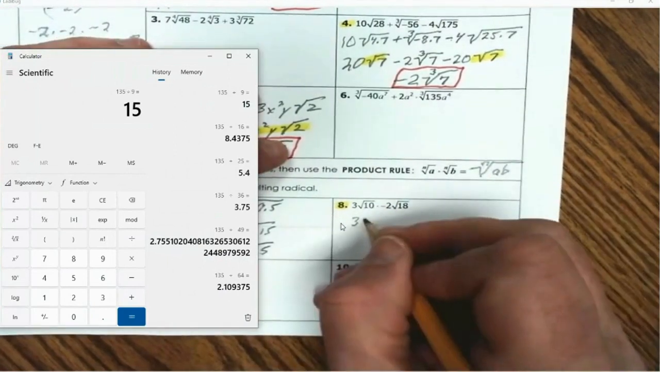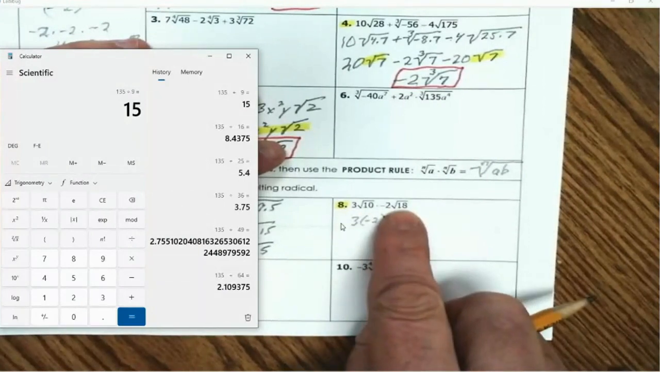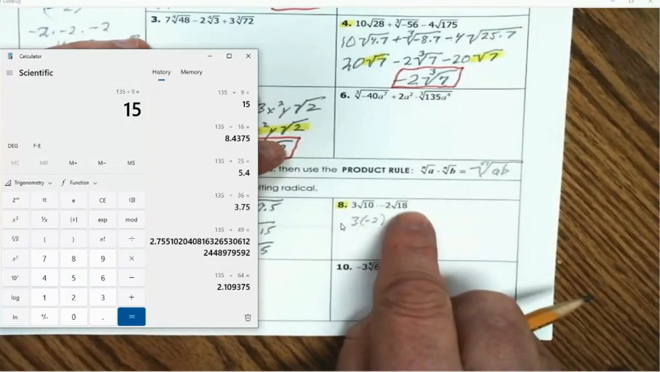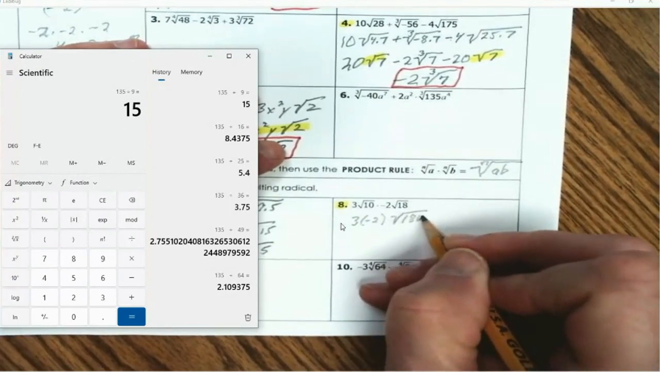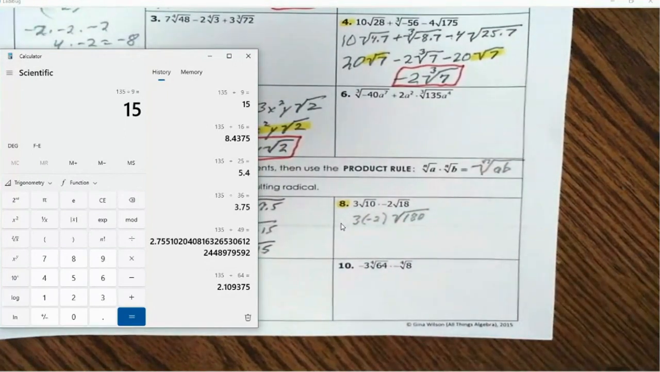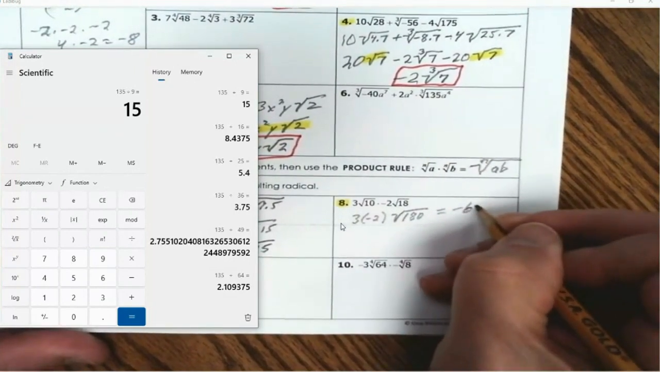So 3 times negative 2 is the coefficients. We have to multiply the coefficients, and then multiply 10 times 18. Square roots of 180, right? 10 times 18. So that means that's the same thing as negative 6 square roots of 180.